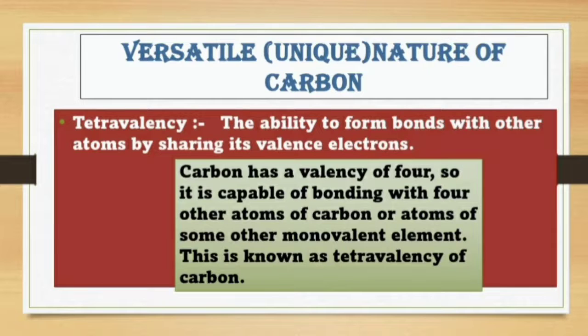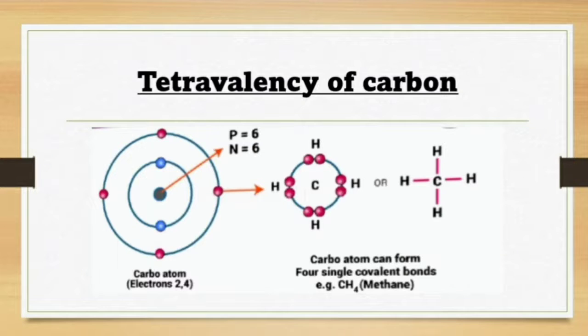We know that carbon has a valency of 4. So it is capable of bonding with 4 other atoms of carbon or atoms of some other elements. As we know, carbon has no possibility of losing or gaining 4 electrons. So the only option for carbon is to share its 4 electrons by making covalent bonds.